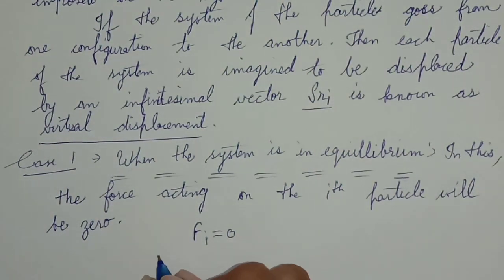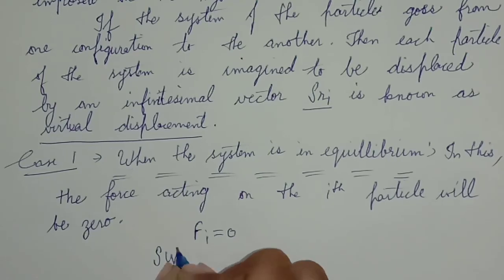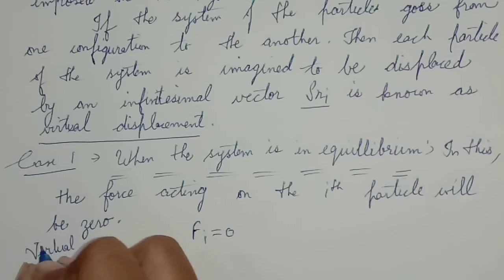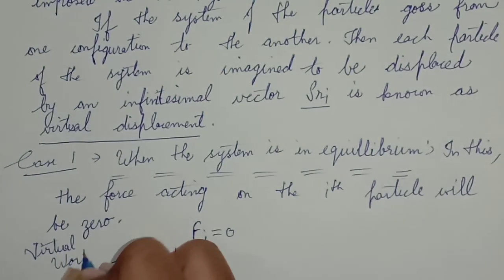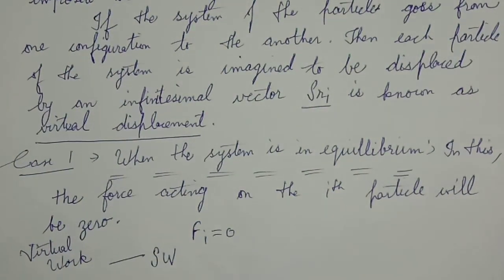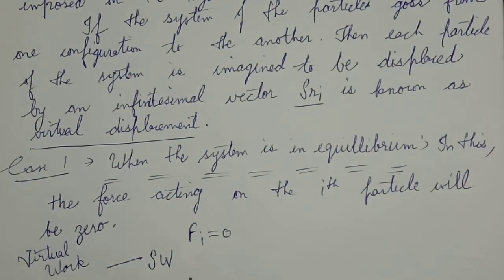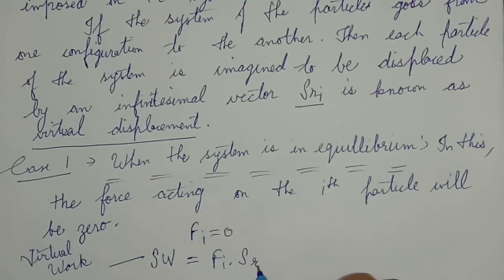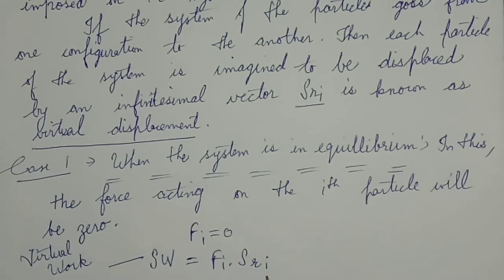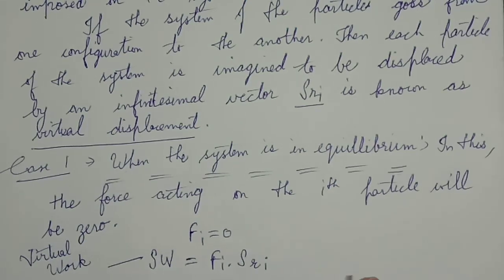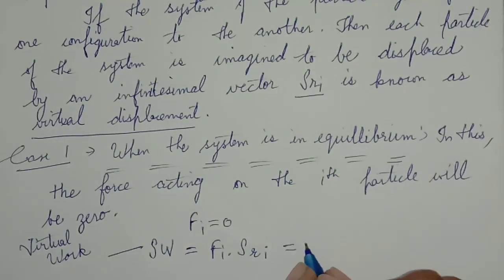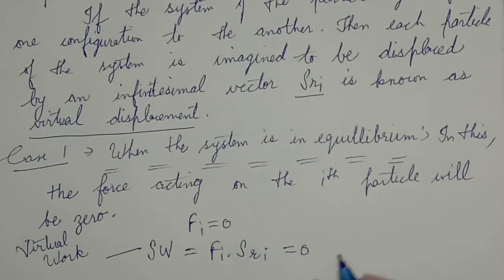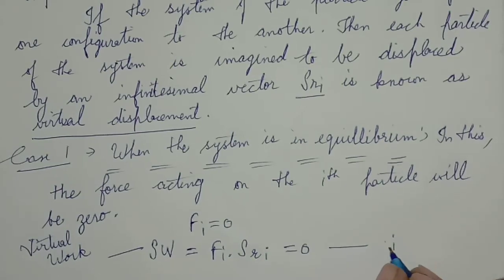and we know delta W, which is virtual work. Virtual work means small work, which is equal to Fi dot delta Ri, which is virtual displacement, and this is our force, which is equal to 0 because the particle stays at rest, it doesn't cover any distance. This is equation number 1.